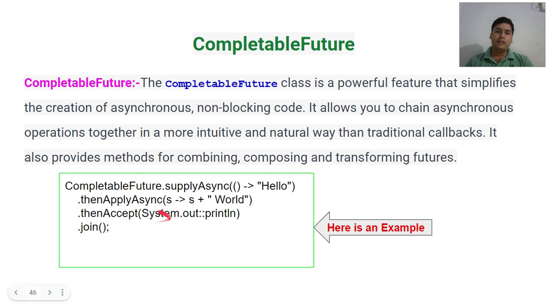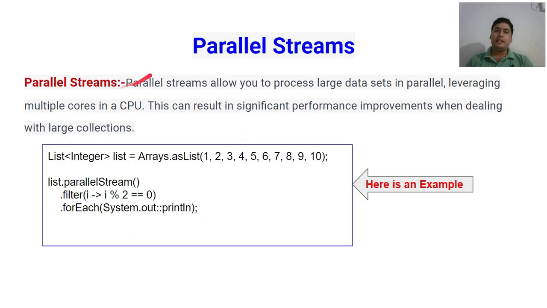So you can see here the compatible features. It will come up with some asynchronous methods like supplyAsync, and you can use it. It's very easy. Parallel stream: if you want to stream in parallel, then in the stream class, list.parallelStream comes up as one of the features.